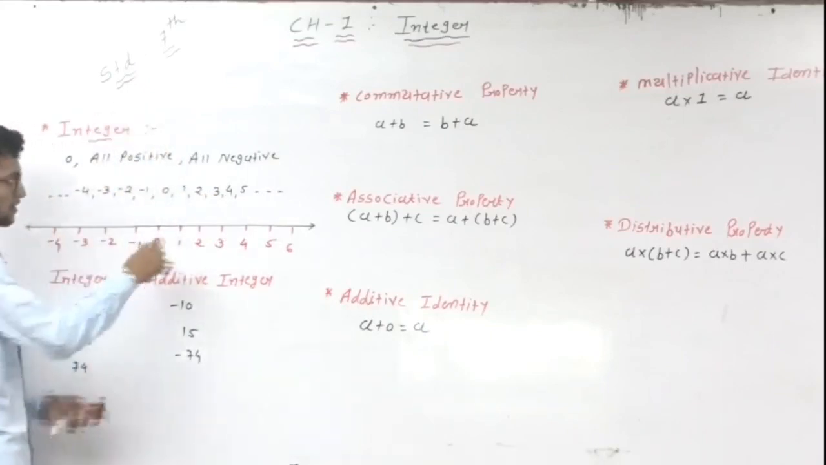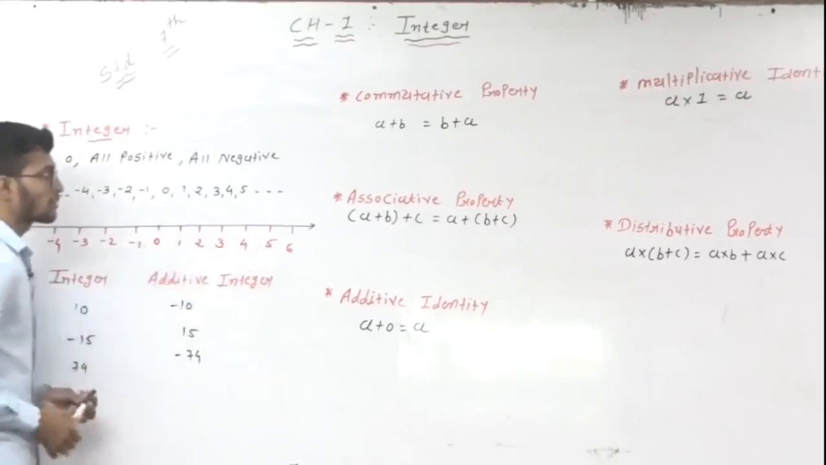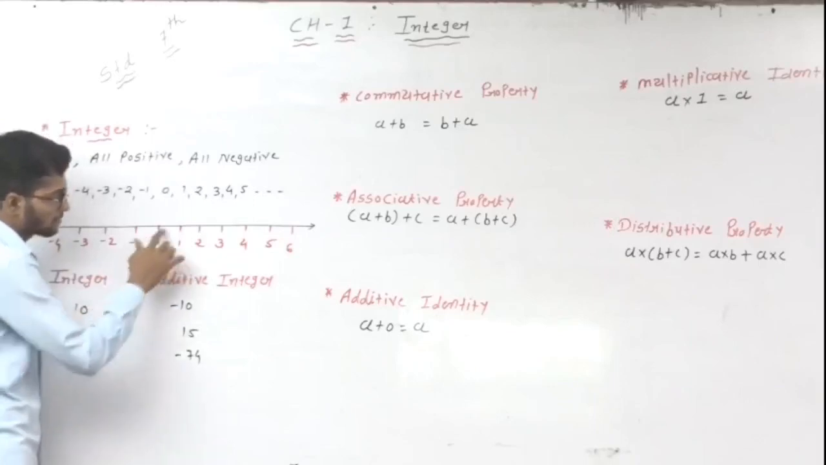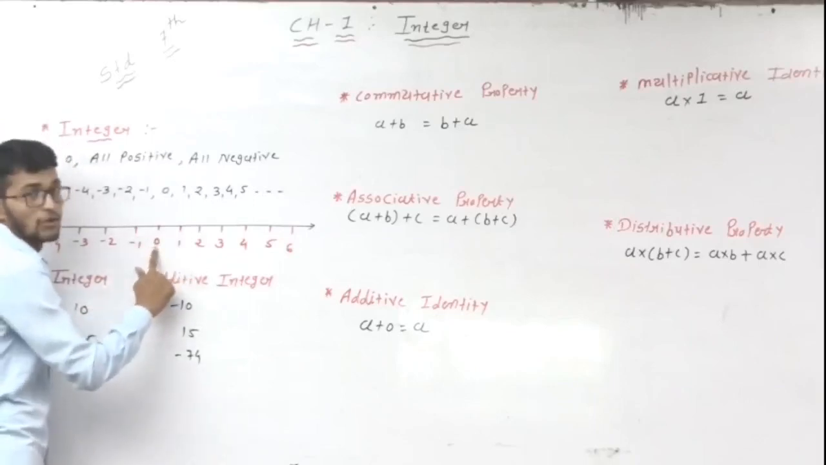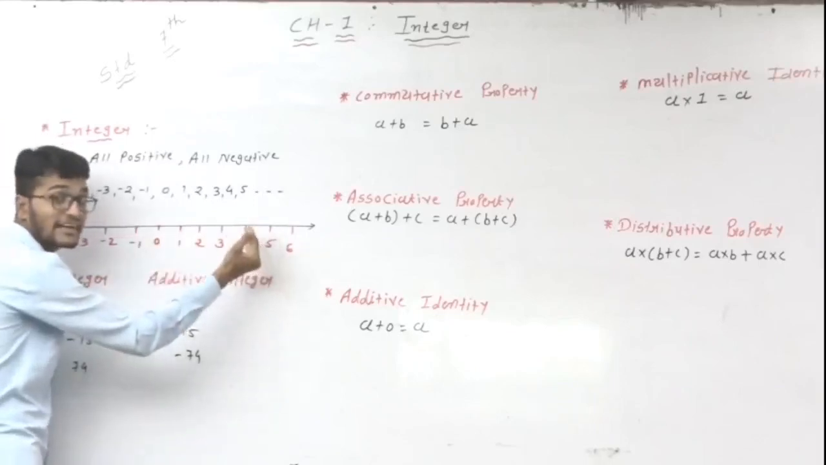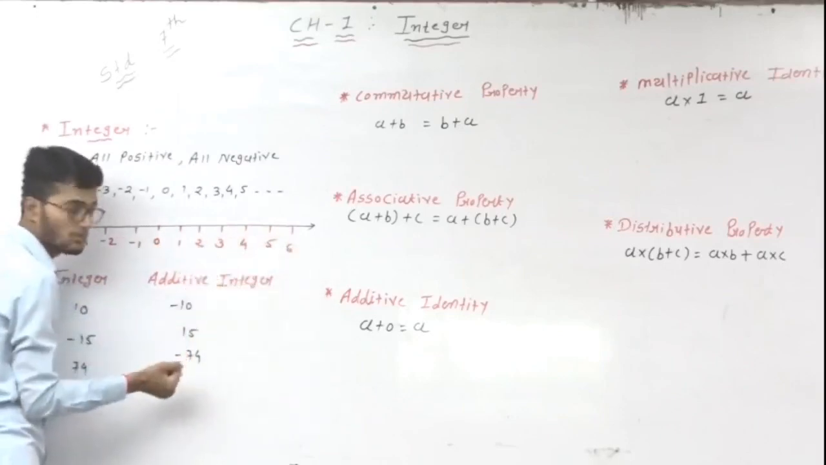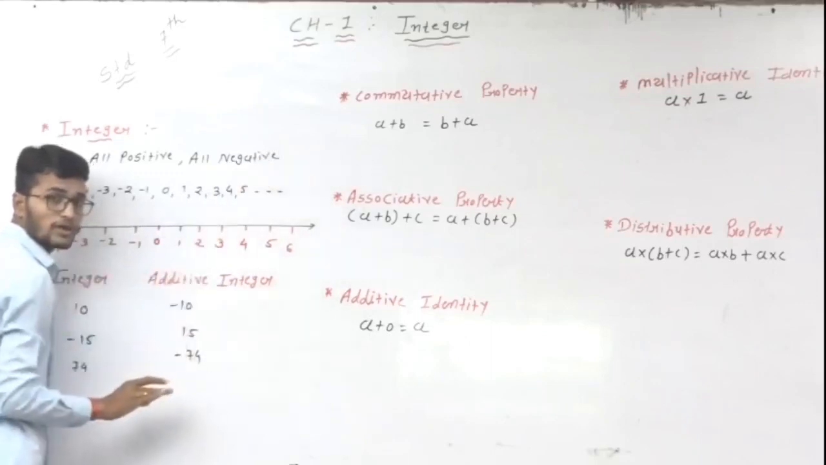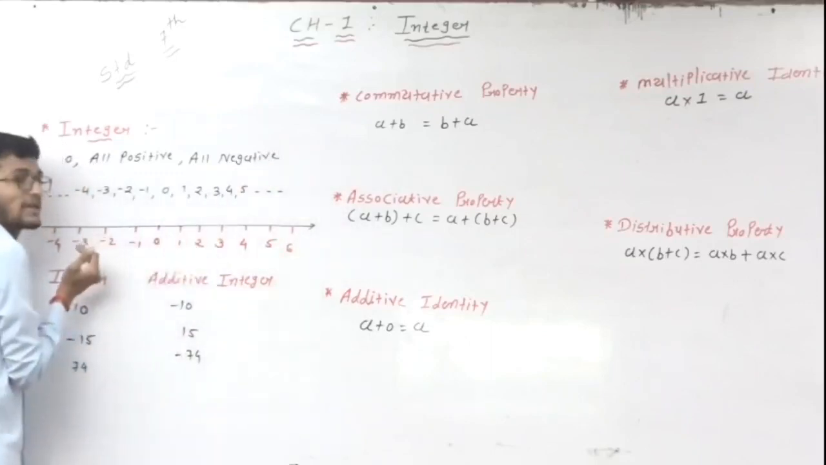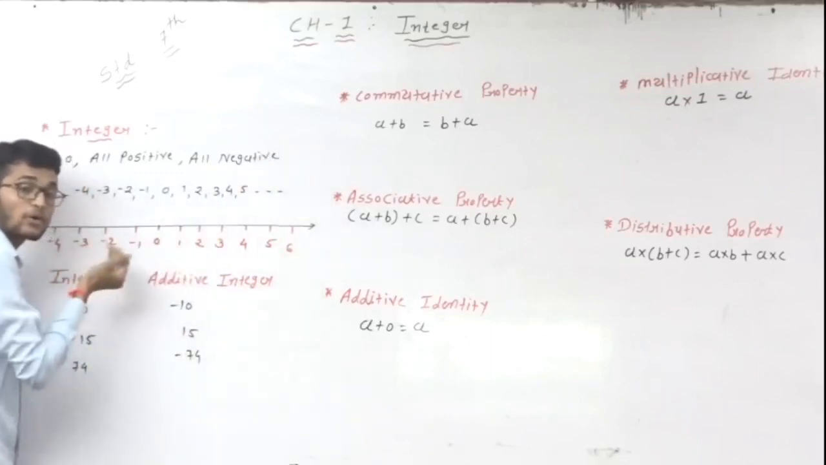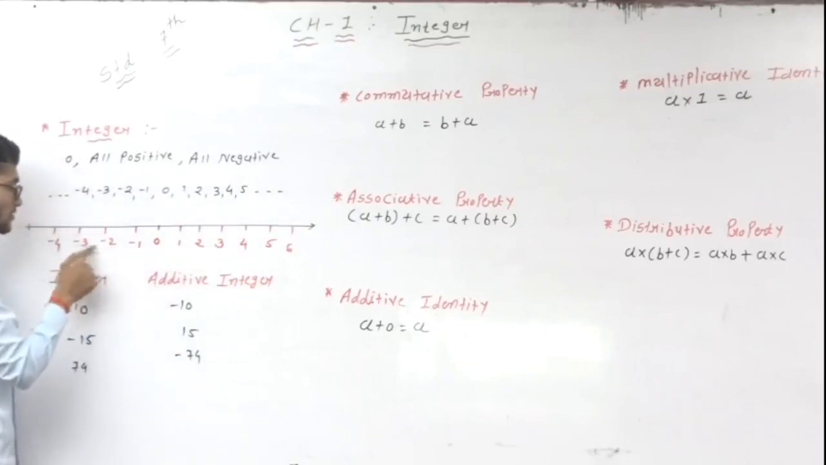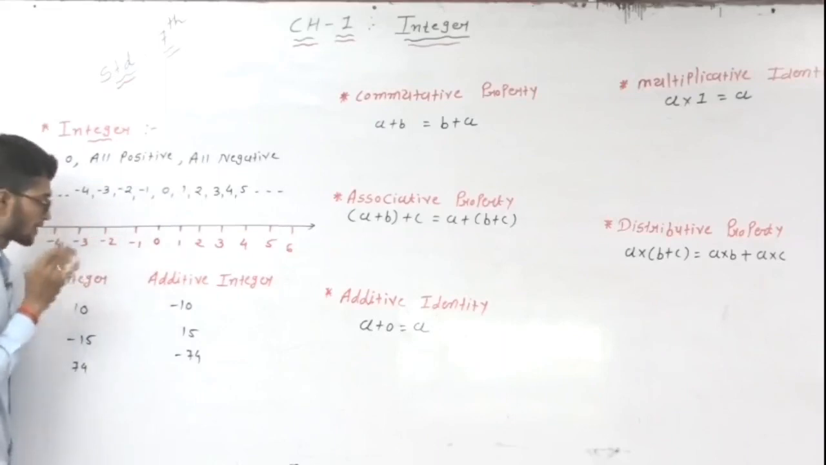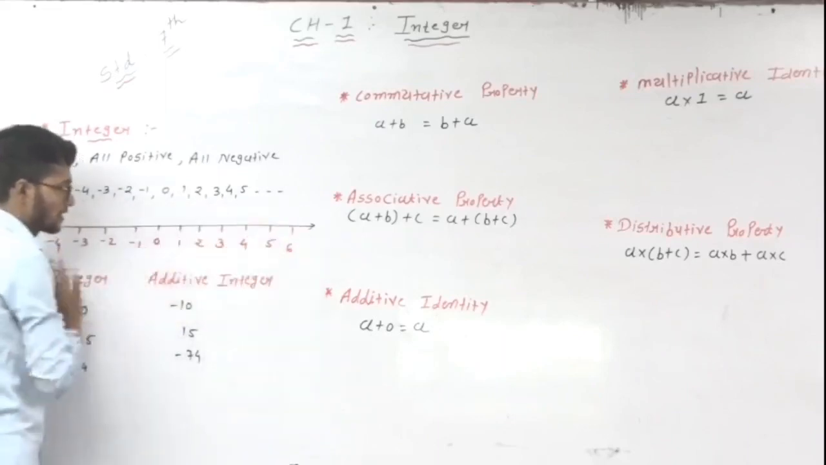Now see, dear students, here we draw one number line. How to draw a number line? First of all, draw a line with 0 in between, and on the right-hand side all positive numbers 1, 2, 3, 4, 5, 6, 7, 8, 9 up to infinity. Same for 0 to the left-hand side, all negative numbers, it means -1, -2, -3, -4, -5, -6 to infinity, right? So this one is our number line.